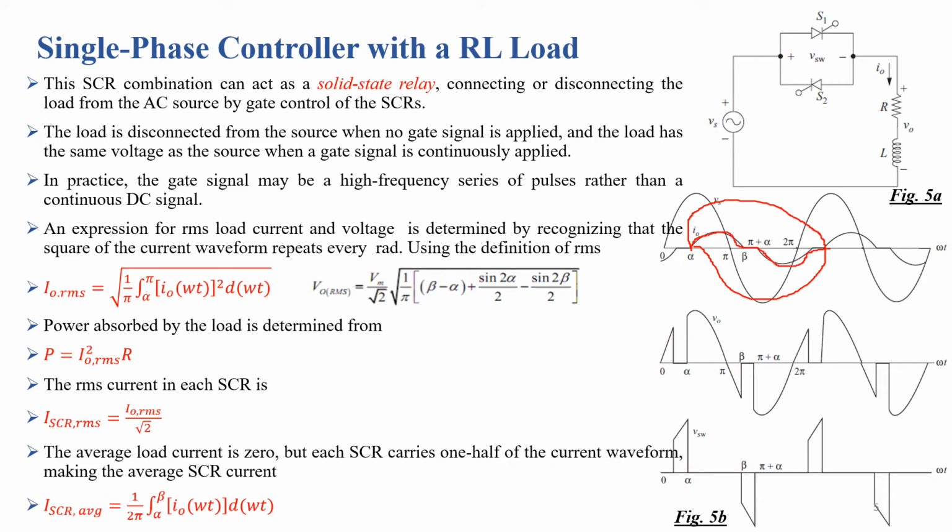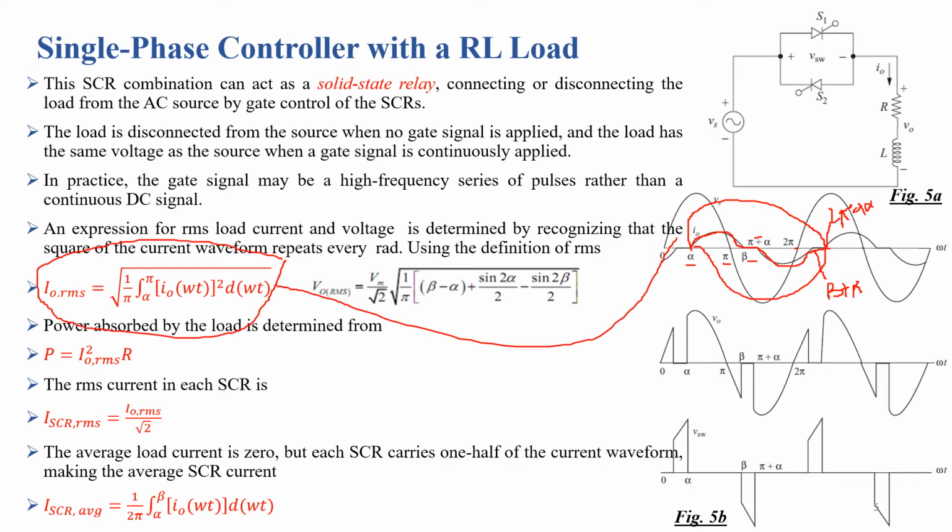We can set the points for the integration for the intervals used in the definition of RMS current calculation. The points are alpha, pi, beta, alpha plus pi, 2 pi, beta plus pi, and 2 pi plus alpha. So by using these points in the definition of RMS quantity for the current calculation, we achieved this result.